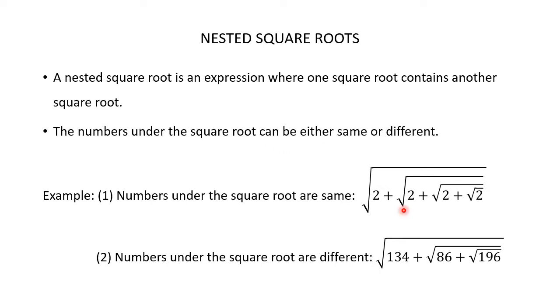Look at this example. Here the numbers under the square root are same. Root 2 plus root 2 plus root 2 plus root 2. Look at this example. Here the numbers under the square root are different. Root 134 plus root 1 plus root 86 plus root 196.